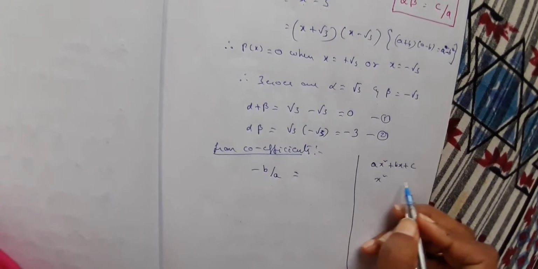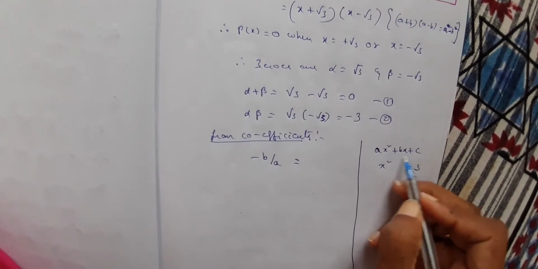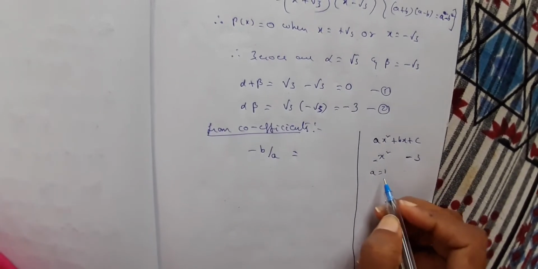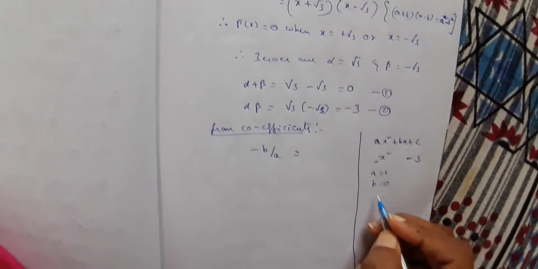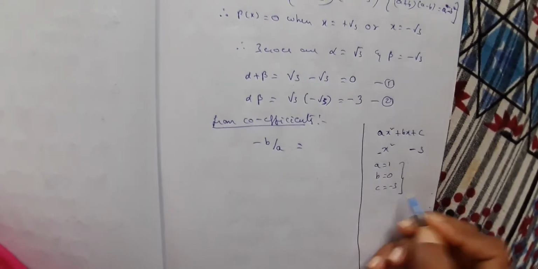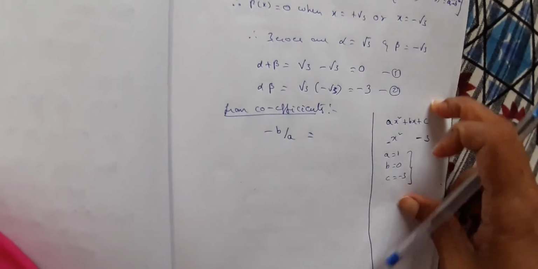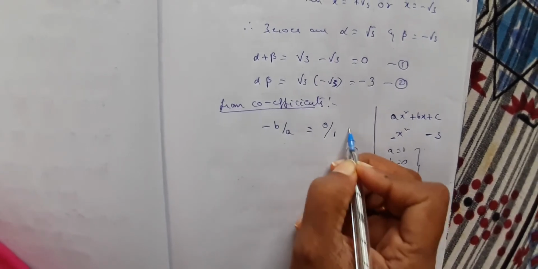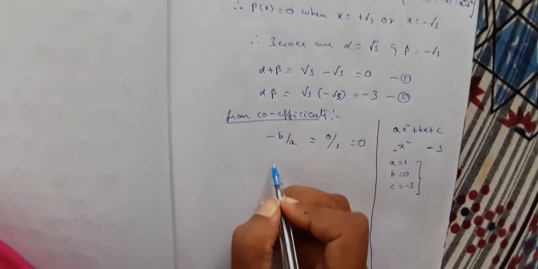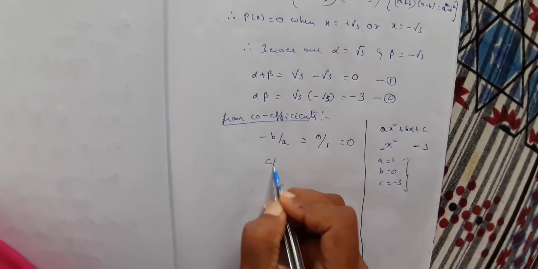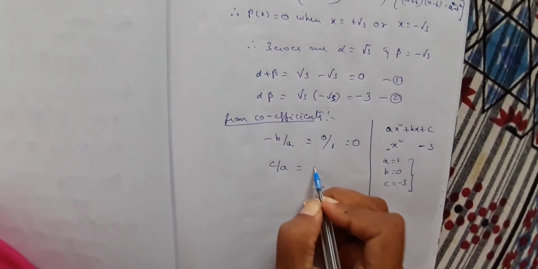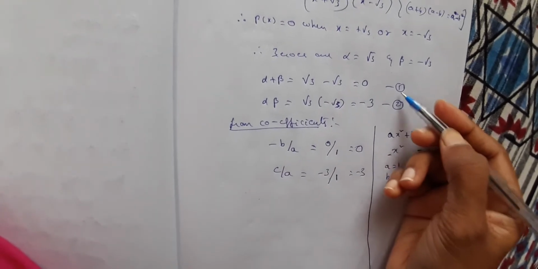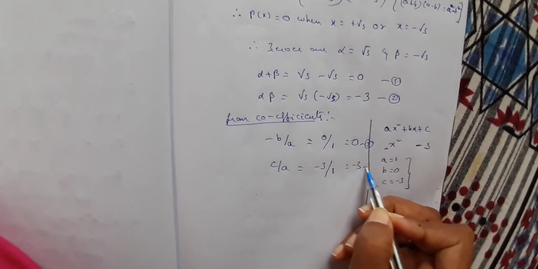x square minus 3. So you don't have a b term. So what is a equal to? Coefficient of x square is 1. b is 0, right, and c is equal to minus 3. Like this you have to compare and then write. And then minus b by a is equal to 0 by 1, which is equal to 0. Now what is the next one we have to find out? c by a. c is minus 3, a is 1, so c by a is minus 3. So now let me write these as 3 and 4.